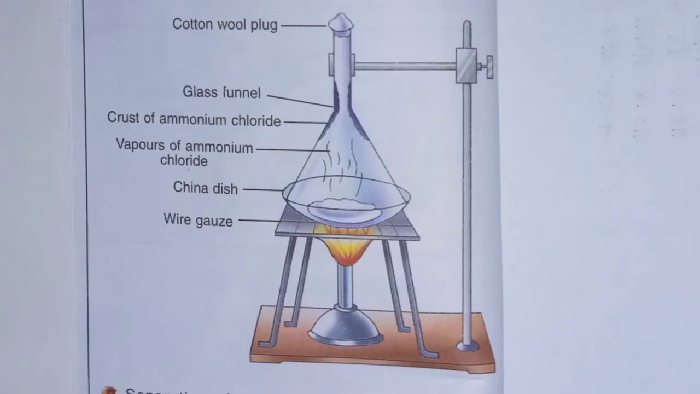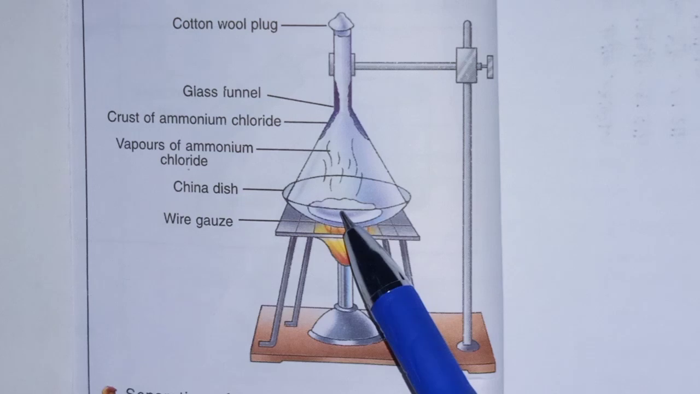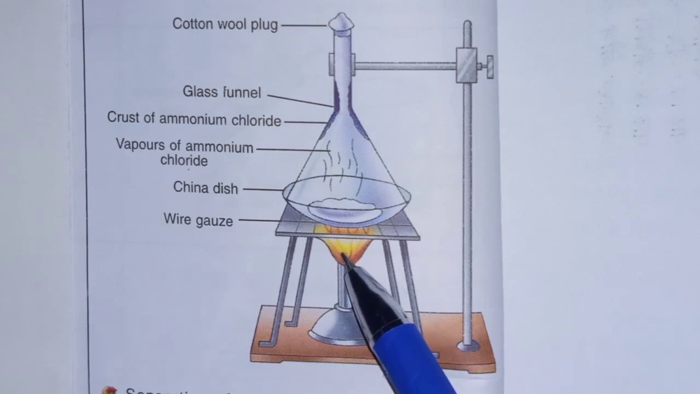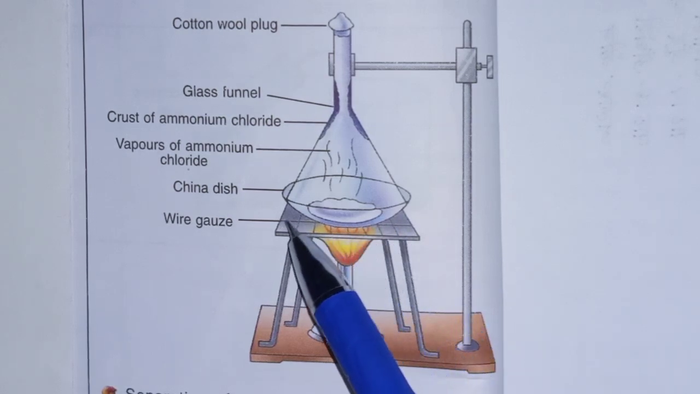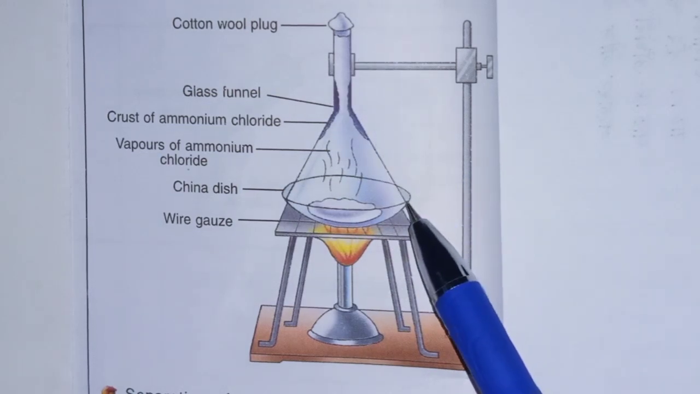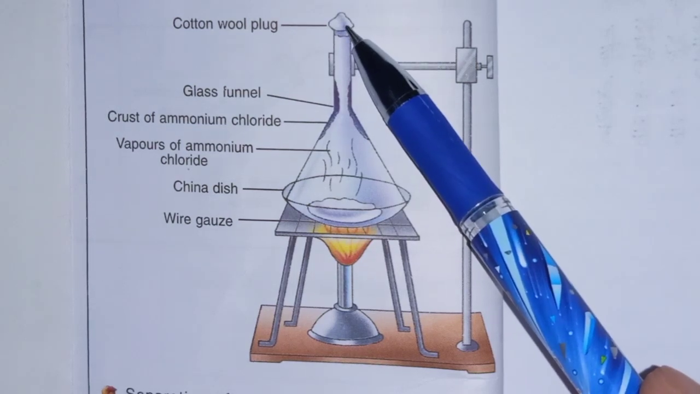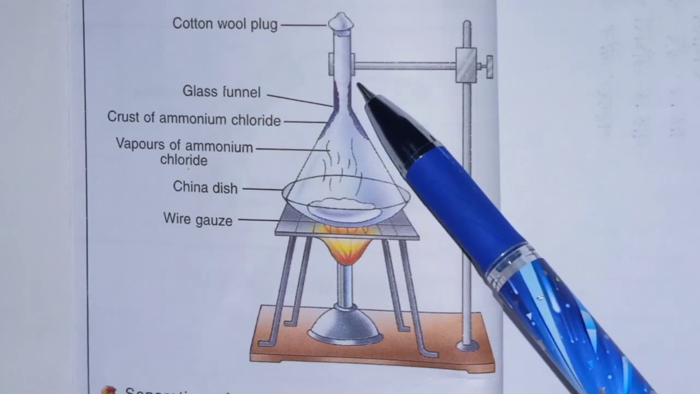Now let's see how ammonium chloride and common salt can be separated. We have taken a china dish. In that china dish, a mixture of ammonium chloride and common salt is taken, and it is heated from the bottom of the china dish. Over it a wire gauze is there so that heat can be evenly distributed. And one inverted funnel is there just above the china dish, and on the top of this inverted funnel cotton wool is there. This is here to stop the escaping of vapors.